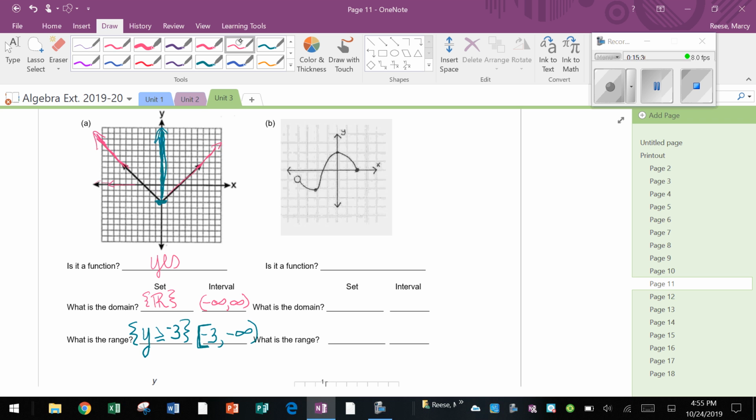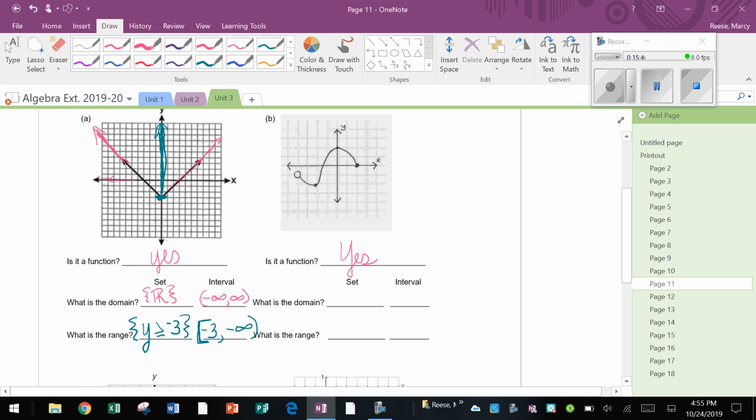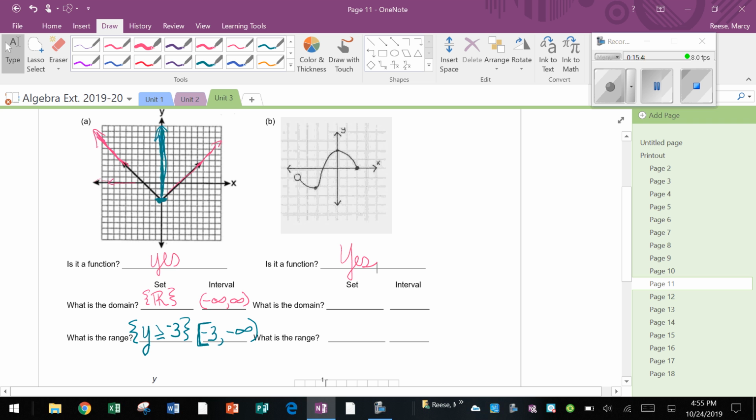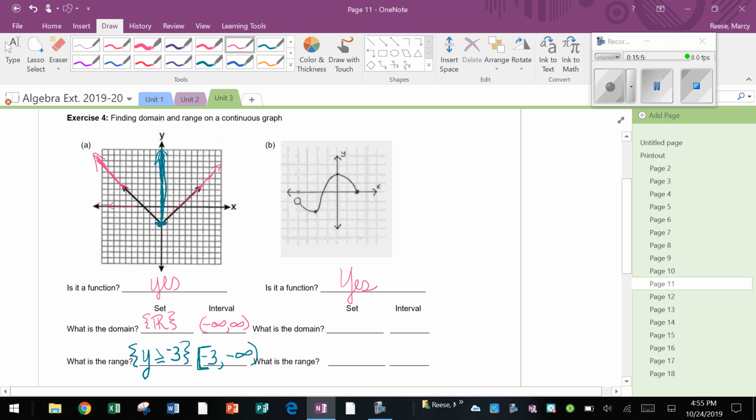Okay. Next one, function, yes or no? I'm thinking yes, right? It passes the vertical line test. The vertical line test, remember, is that any vertical line I draw only crosses it at one spot. All right, domain, left to right. Farthest left it goes is here. Farthest right it goes is here. Take a minute, write it.